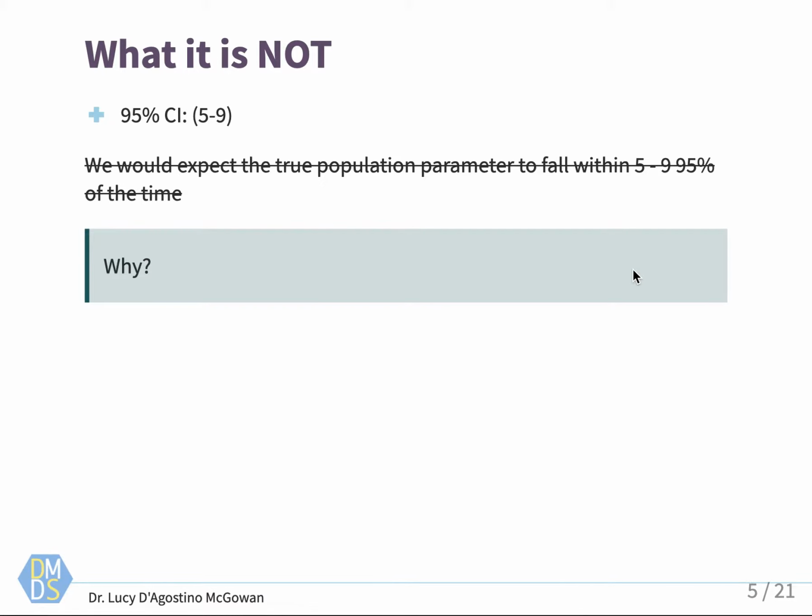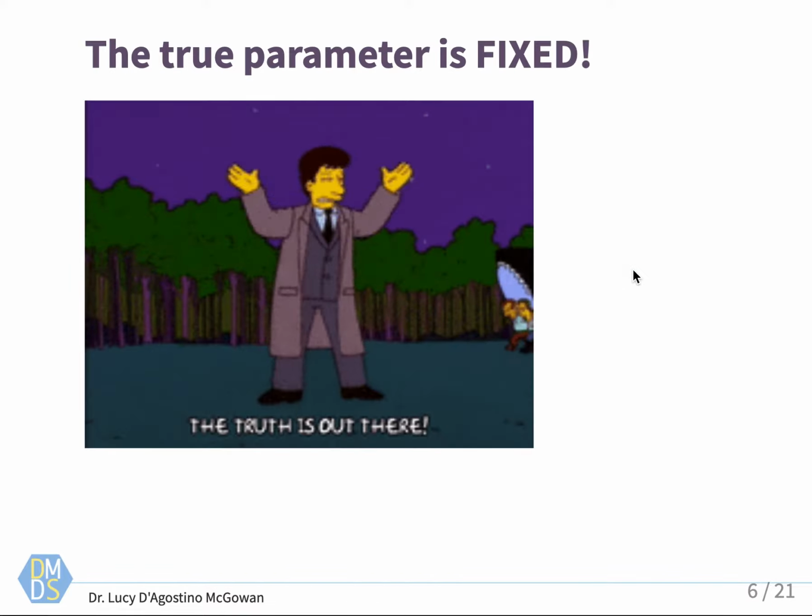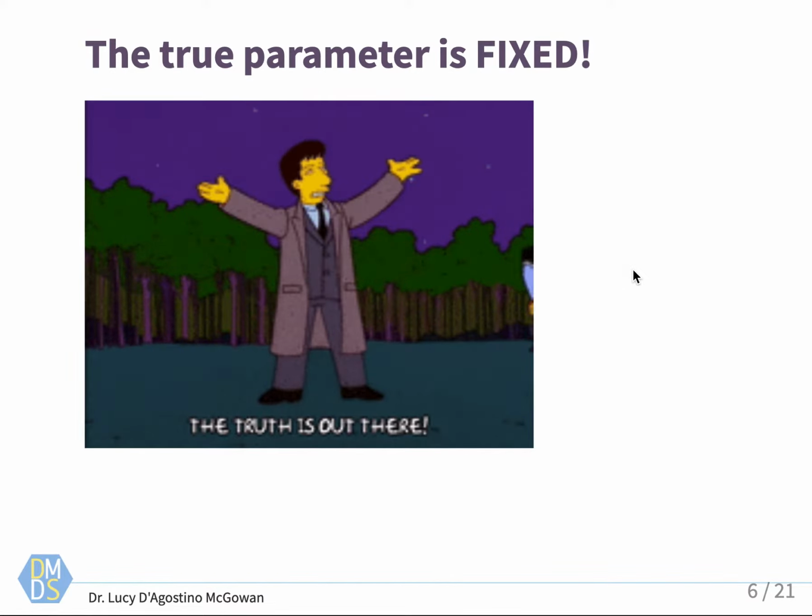Why is this not what this means? Well, first of all, it's not what is actually being described by a confidence interval. But an important piece here is that the true population parameter is fixed. So it's not possible for the true parameter to fall between some range a certain percent of the time, because that truth is fixed. It's either always going to be in that range or never be in that range, but it doesn't fall within that range with some probability. So the true parameter is fixed.